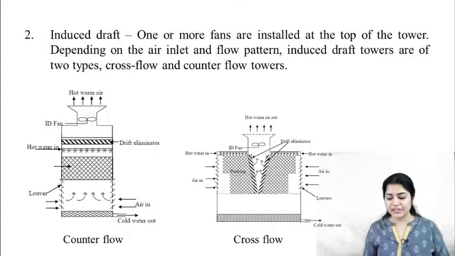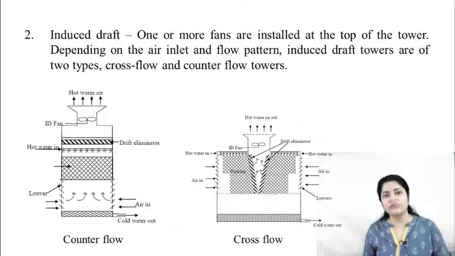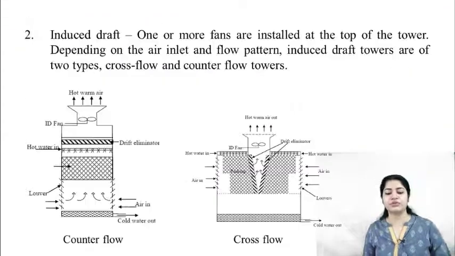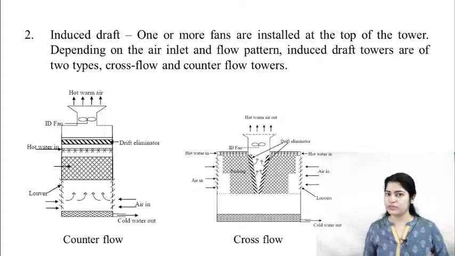The same is the classification based on your airflow pattern. Based on airflow pattern, you have cross flow and counter flow. Again, in counter flow, the hot water is coming from the top and the cold air is coming from the bottom. Similarly for cross flow, the cold air is entering horizontally, whereas the hot water is coming from the top. So this was about your cooling towers.